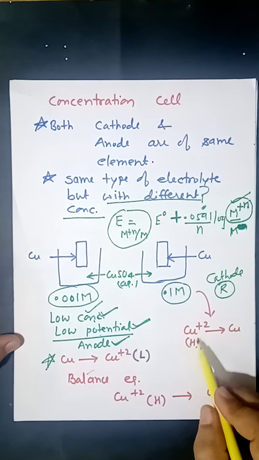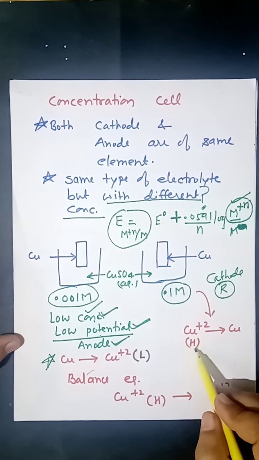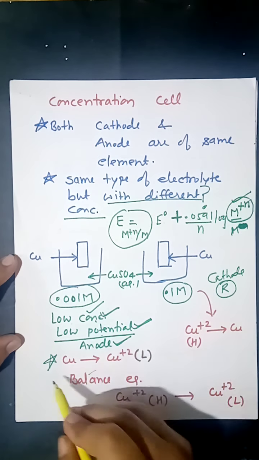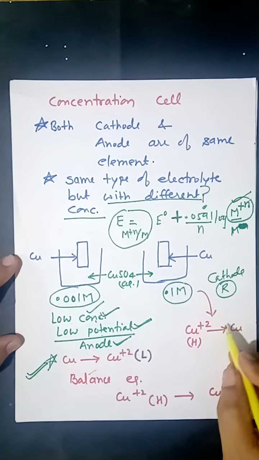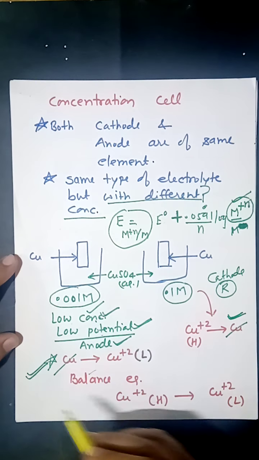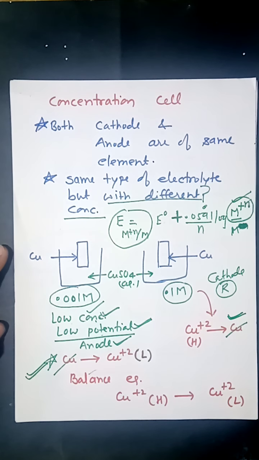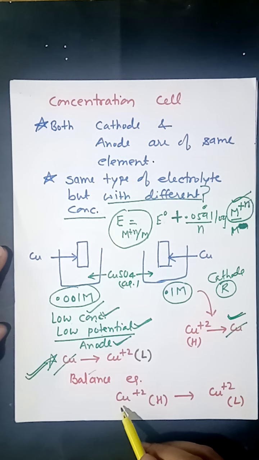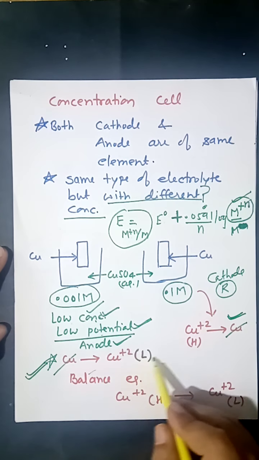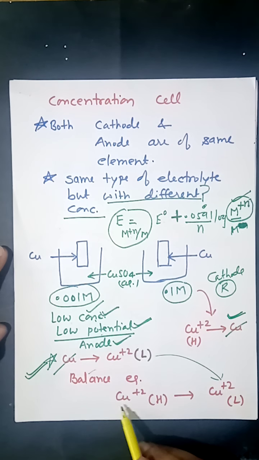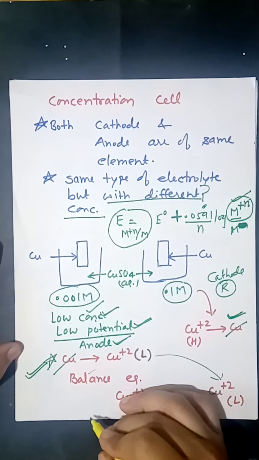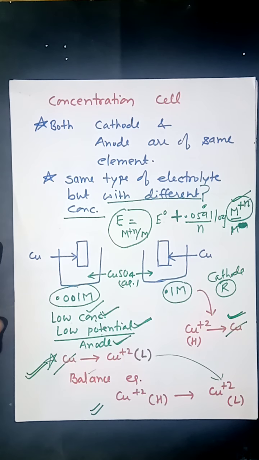This I have mentioned as H for high concentration. Now when you add these two equations, this is for anode and this is for cathode. When you add, the copper and copper will get cancelled because their active mass will be 1, as their physical state is solid. Here you can write copper ion of high concentration, this is toward reactant side and this is toward product side. So copper ion of high concentration converts into copper ion of low concentration. This is the balanced chemical equation.